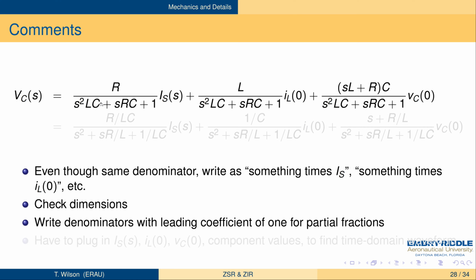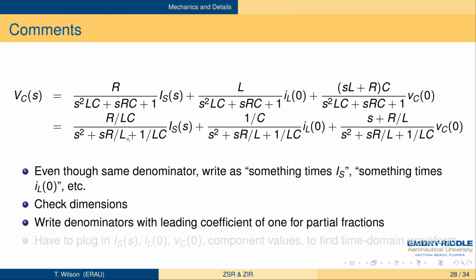Now we want to write the denominator with the leading coefficients of 1. So we factor LC out of everything in numerator and denominator, or we multiply numerator and denominator by 1 over LC, however you want to look at that. And when you do that, you get this form here, which has leading coefficients of 1.